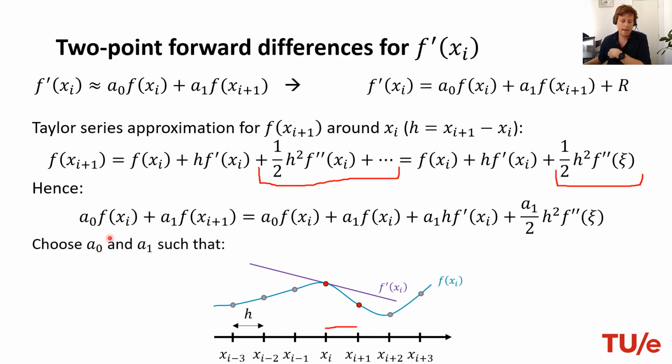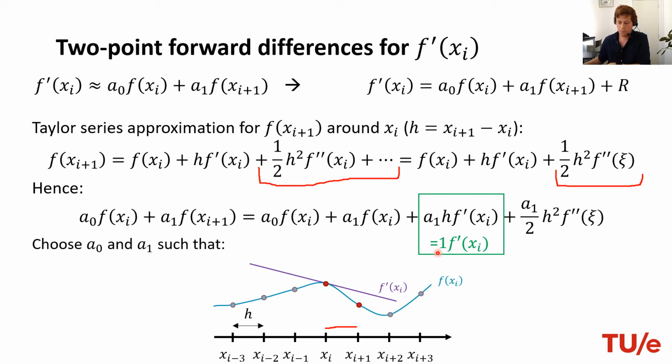Now we have some freedom to choose a0 and a1 such that this thing on the left resembles the first derivative of f at xi as much as possible. And how do we do this? Well, we can do this by choosing that a1 times h is equal to 1, because then on the right hand side here we end up with f prime of xi, which is exactly the target that we're trying to approximate. So we want that a1 times h is equal to 1.